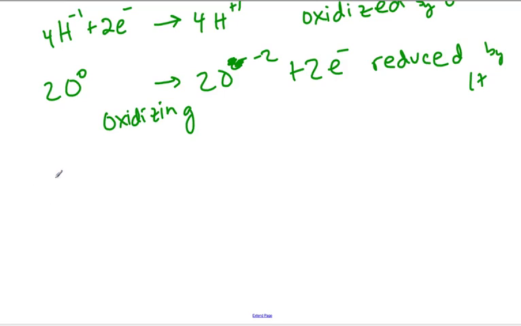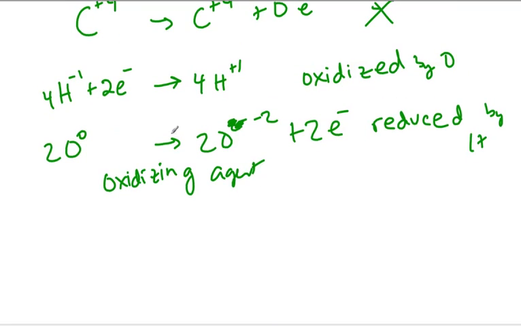Next, we have hydrogen. Hydrogen is the reducing agent. Hydrogen lost electrons, and it was oxidized by oxygen and reduced oxygen. So hydrogen was the reducing agent. It is the one that reduced oxygen's electronic charge. And that gets me to the end of today's lecture.